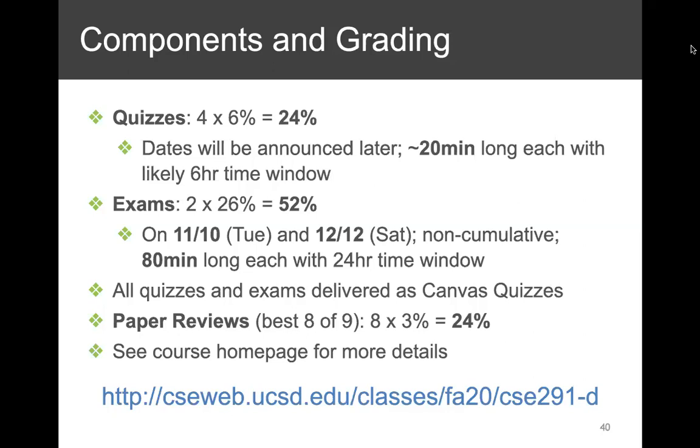All the paper reviews will be due via Google Forms. I will explain about the paper reviews shortly. There'll be 9 papers listed for you to review. There'll be a template for the review. The TA will evaluate it, and then the best 8 out of those 9 will be taken in the end, and that's 24% of the grade.